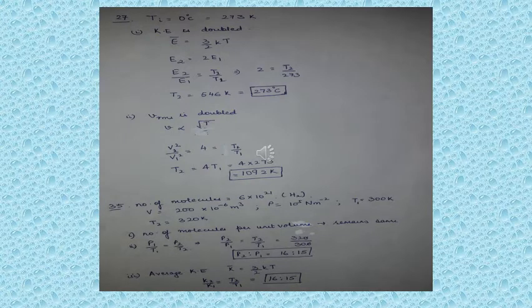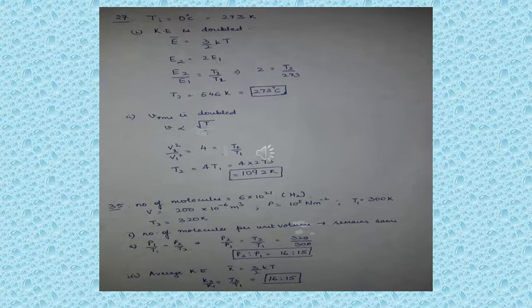Question 27th. The temperature of the gas is 0 degrees Celsius, which is going to be 273 Kelvin. Now we have to find out the temperature to which the gas should be heated, so that in the first part the average kinetic energy is doubled, and in the second part the root mean square velocity of the molecules is doubled. Now the average kinetic energy of the molecules is given as 3/2 kT, where K is the Boltzmann constant and T is the temperature.